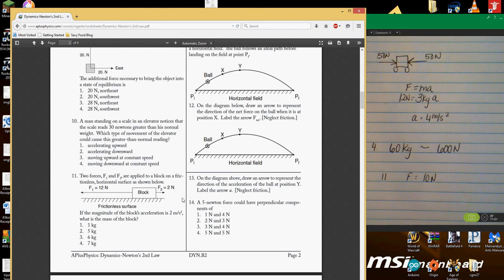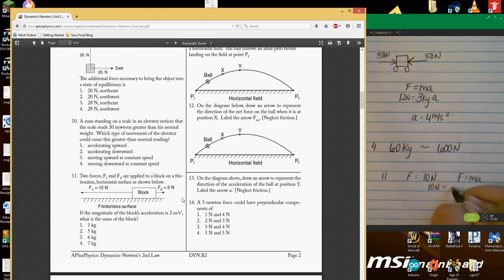And then we're going to just apply that to the F equals ma second law equation. So 10 newtons is equal to my mass, which is unknown, times my acceleration, which is given to me as 2 meters per second squared. So 10 divided by 2 will give you a 5 kilogram block. And so that should have been choice number 2.